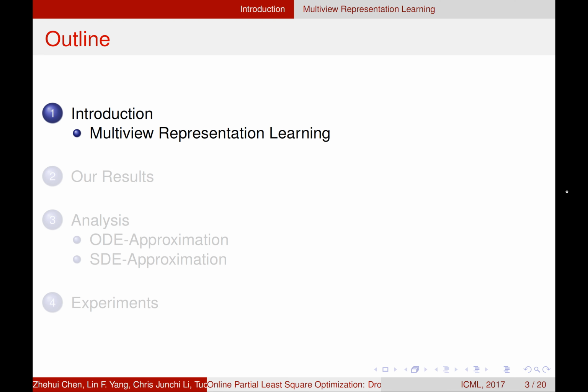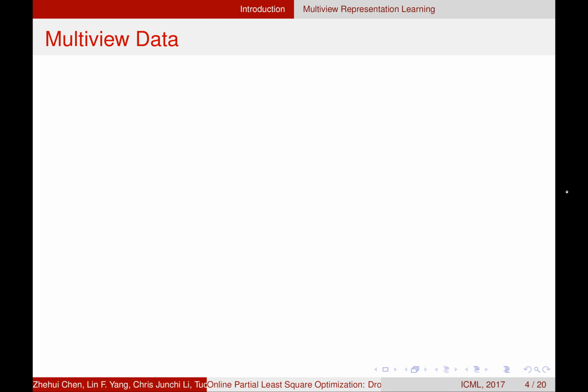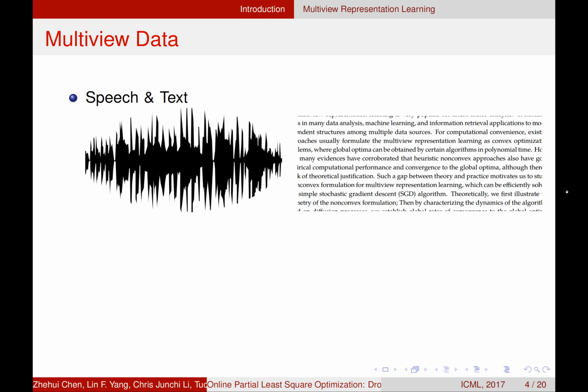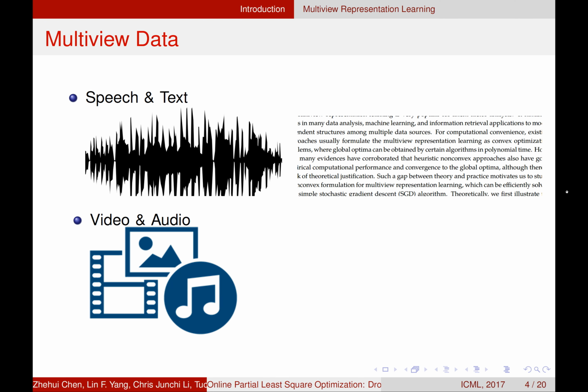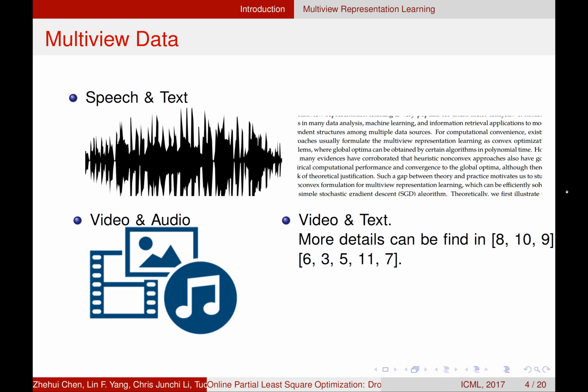Nowadays we have access to a lot of multi-view data of the same object. For example, we have speech and text of the same paragraph or book. We have video and audio of the same thing on TV, or we have video and text on many things. More details can be found in these references.